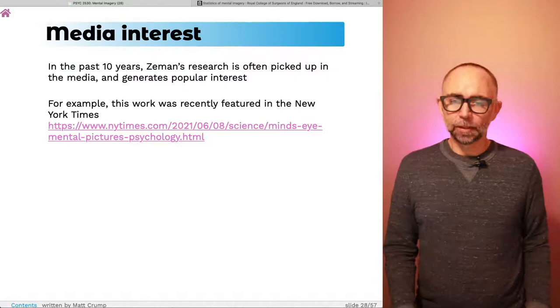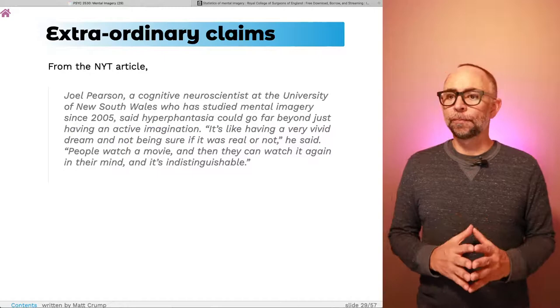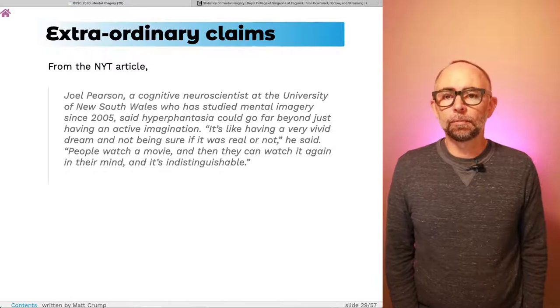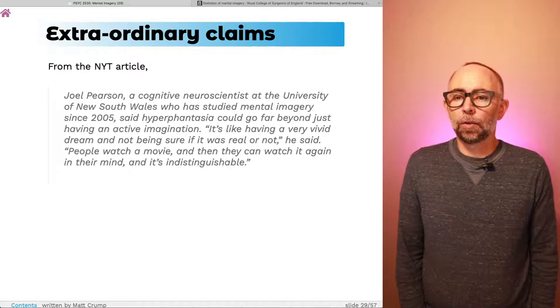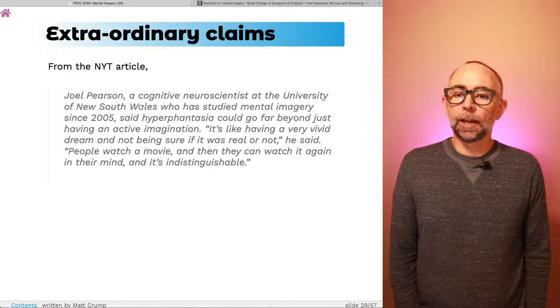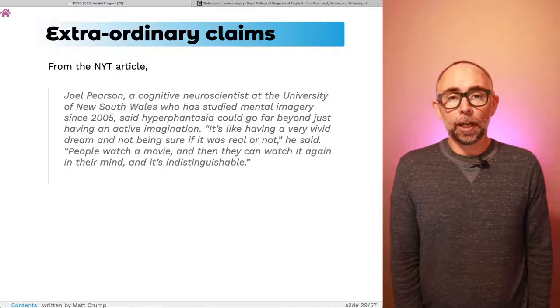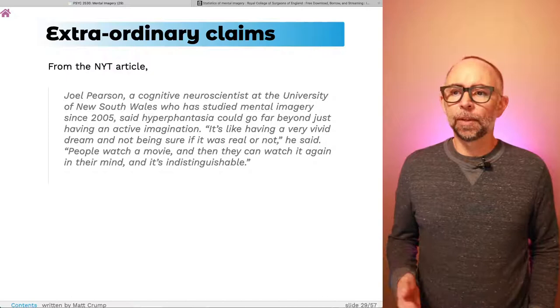Some of the claims are quite extraordinary. So here's a quote from the New York Times article, from Joel Pearson, a cognitive neuroscientist at the University of New South Wales, who has been studying mental imagery since 2005. It suggests that hyperphantasia could go far beyond just having an active imagination. It could be like having a very vivid dream and not being sure if it was real or not. And he suggests that people can watch a movie and then watch it again in their mind and it's indistinguishable. So that's a pretty extraordinary ability, hyperphantasia.